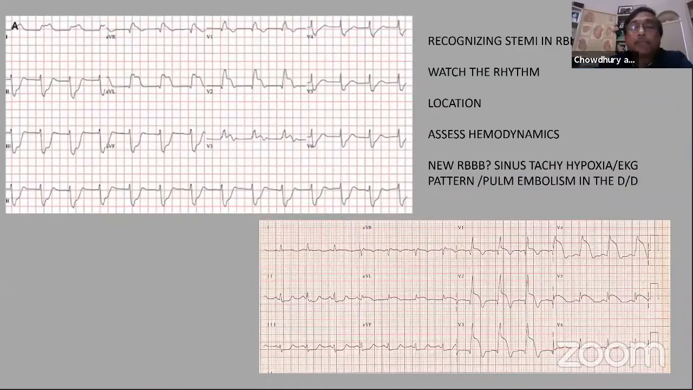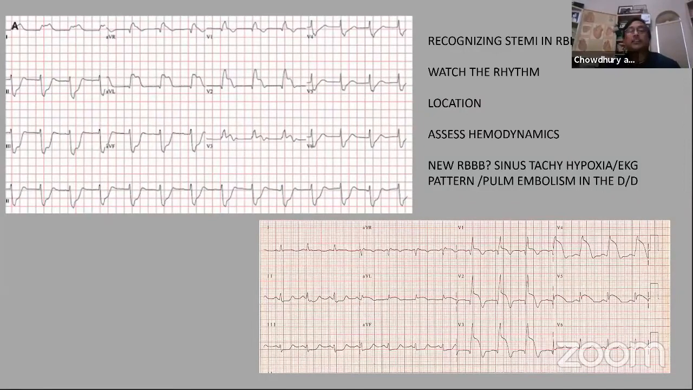But this one, with the right bundle ST elevation, I'm now taking to you in a different way. Look at how the ST elevation with right bundle is evolving. Right bundle, complete right bundle, ST evolving. And this is from my previous collection, the right bundle, how it is evolving.